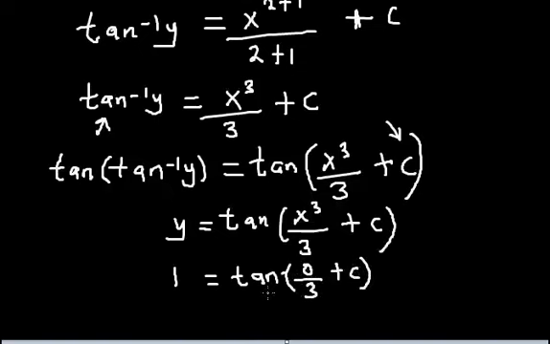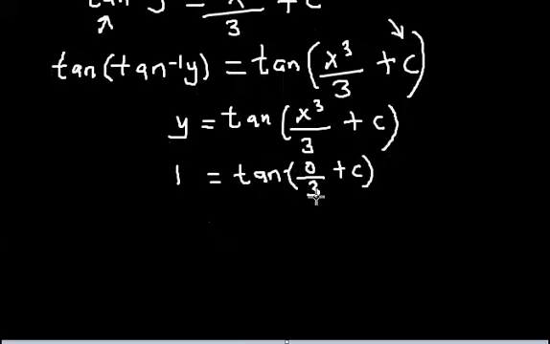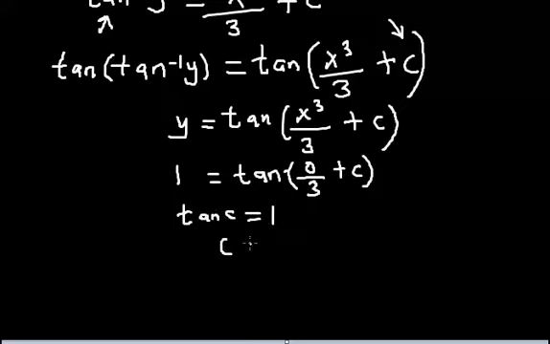Of course, you know very well that this 0 over 3 is 0, so I'm left with just tan c. That means tan c is equal to 1. So invariably c now becomes the tan inverse of 1. And of course, when you do tan inverse of 1, you have 45 degrees. So I've got my c, which is 45 degrees.